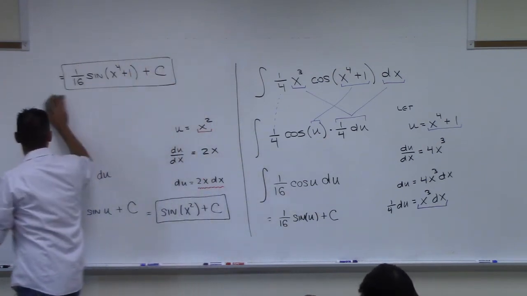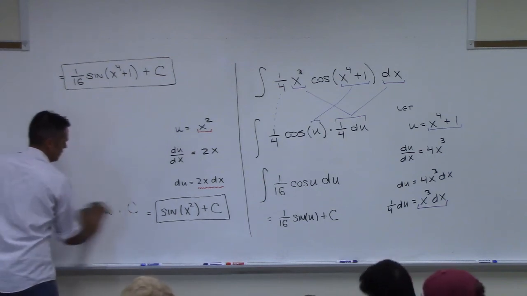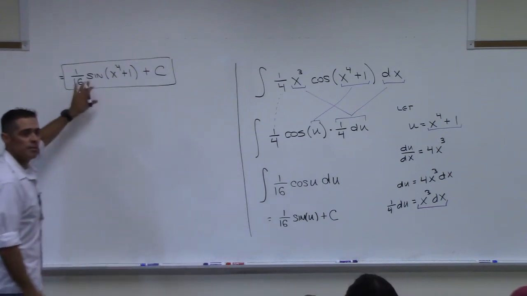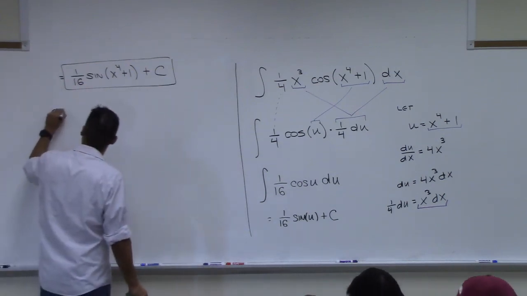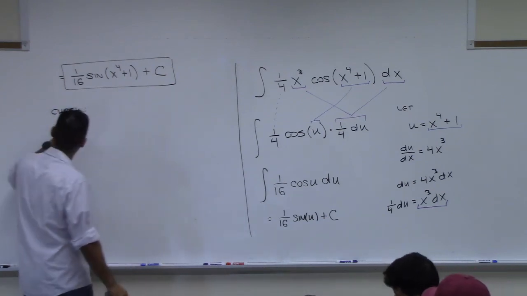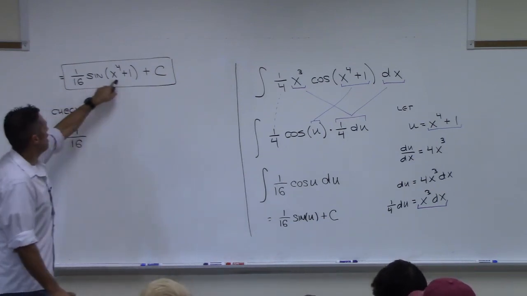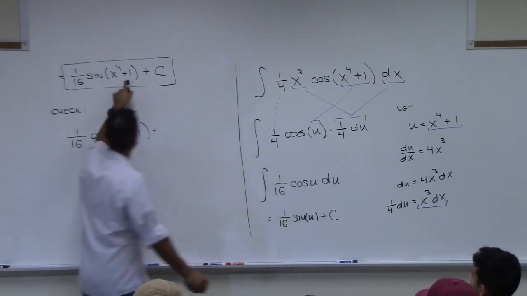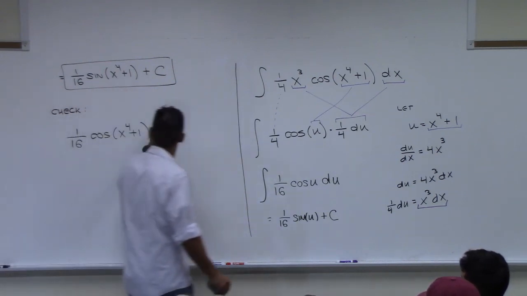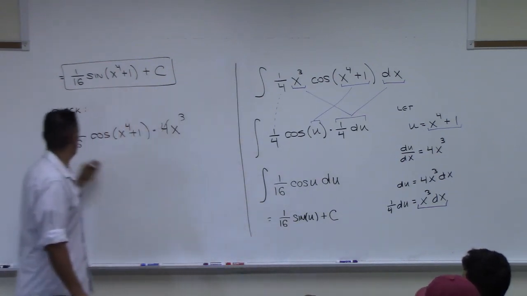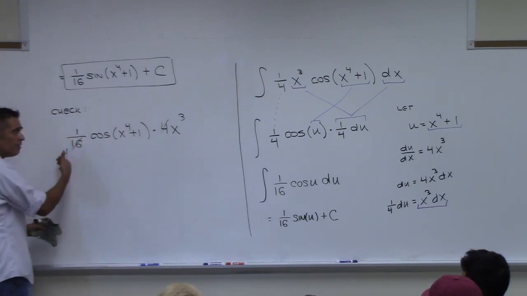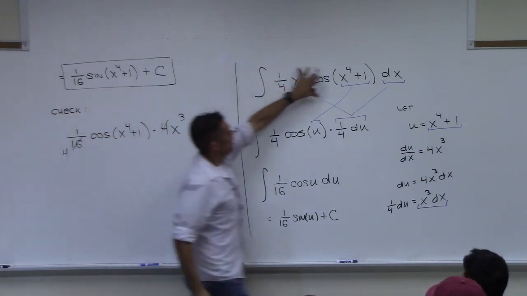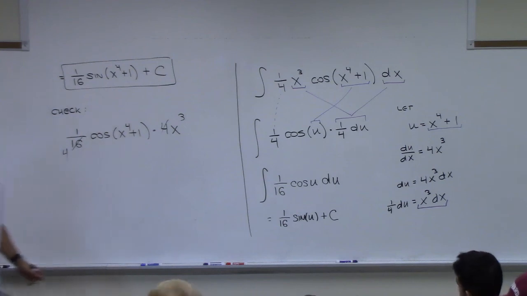And then how would we check it? If we wanted to check it, take the derivative, right? So if I take the derivative of this to check it, 1/16 comes for the ride. Derivative of sine of something is cosine of it, times chain rule, derivative of what's inside, 4x cubed. This 4 and this 16 reduce, and I get a 1/4 cosine of x to the 4th plus 1 times x cubed, which is the original integrand, right? All right, does that make sense?